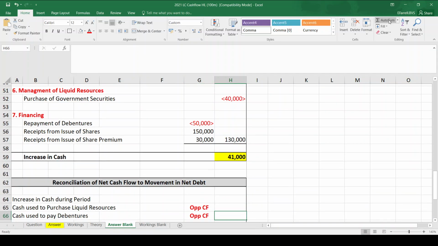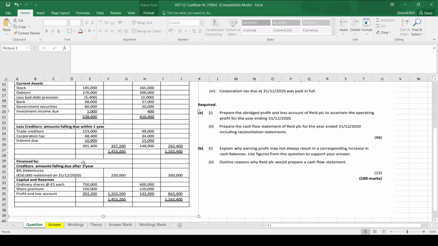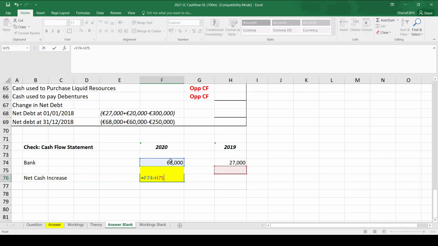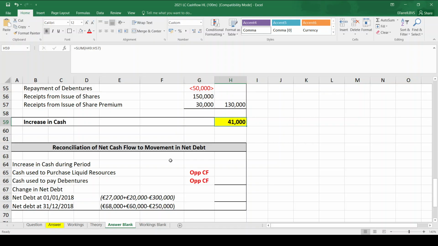Now I'm just going to do a quick check to see if that figure is correct down below. That's a nice thing about this question: you can check if your answer is correct. I'm going to take my bank or cash figures here. If they are assets, they'll go in as a plus. If it's a bank overdraft, it's a minus figure. This is fairly straightforward in this question because there's no cash in the bank or overdrafts in both years. This year I have a bank of 68,000, and last year was 27,000. So the increase is 41,000, and that 41,000 ties back into my 41,000 here, so I know it's correct.